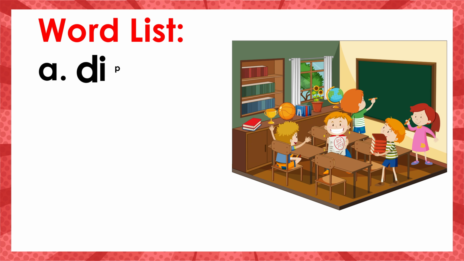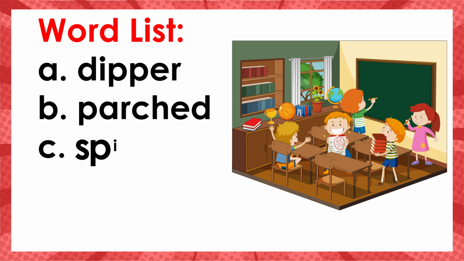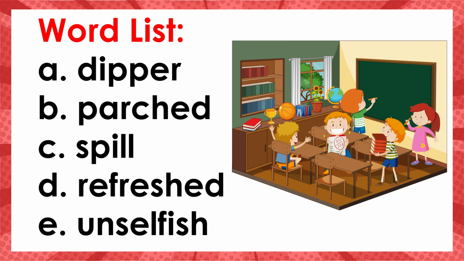Today, we're going to have a fun activity that will help us learn new words better. It's called the word family tree. I'll show you a chart called the word family tree, and you're going to choose one word from our word list. Here are the words we can choose from: deeper, parch, spill, refresh, and unselfish.